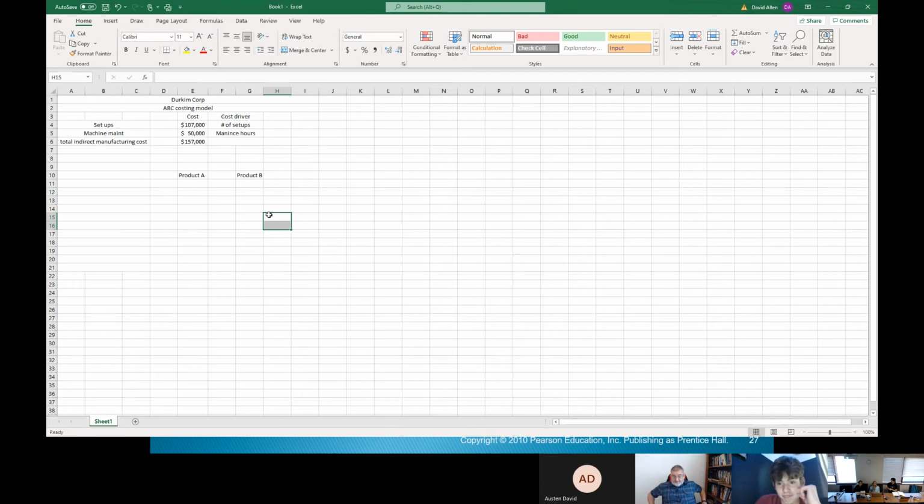So the first thing we have to do is figure out what it is. We need to know the total cost per unit. Well, in order to know the total cost per unit, we're going to have to do some calculations, right? So what's one of the first calculations we're going to have to do? I'm guessing we're going to have to start off with setups and divide the 107,000 by 7,000.